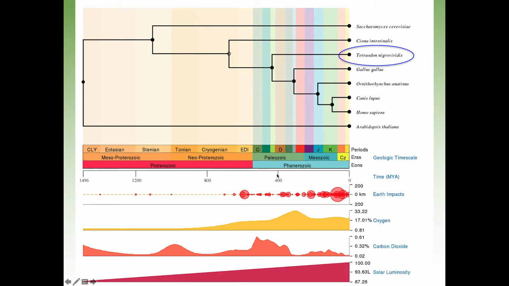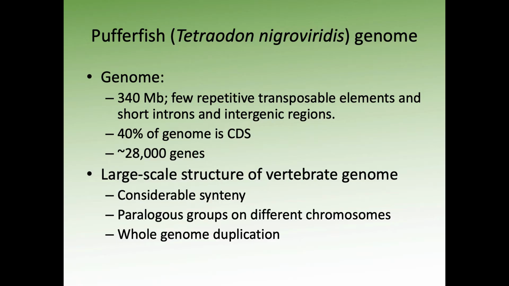If we look at Tetraodon nigroviridis, this is the pufferfish. This genome is a pretty compact vertebrate genome, estimated to be about 340 megabases long. It does have some repetitive regions, but they're relatively few, and about 40% of its genome is actually coding sequence, which is a lot for a vertebrate.